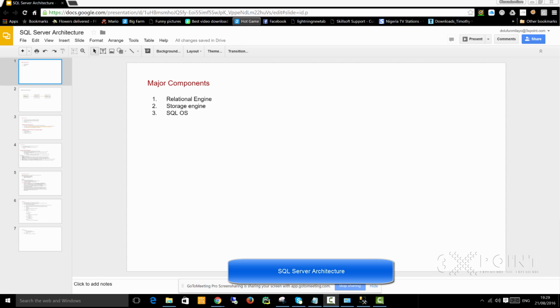So today is going to focus more on SQL Server's architecture, right? Because for any RDBMS solution that you want to learn, the first thing you want to know is their architecture, because they all have their own architecture.